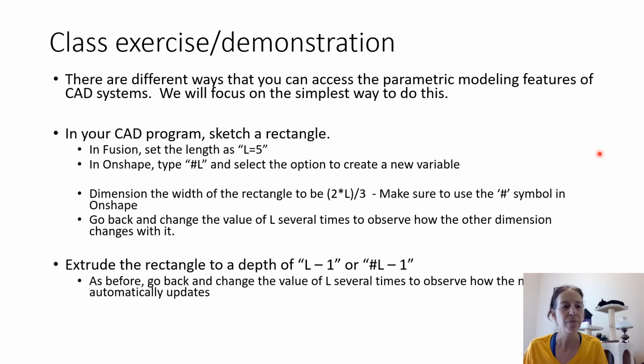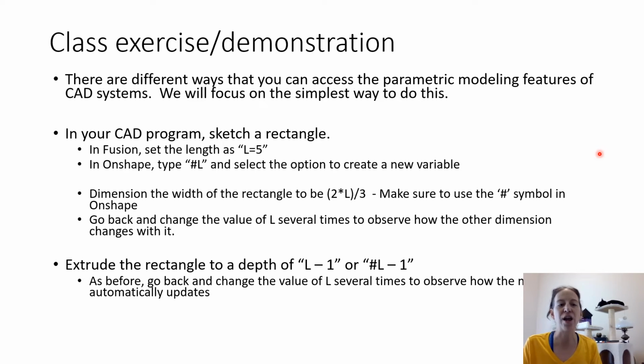So in your CAD program, start by sketching a rectangle. That's going to be true regardless of what CAD program you're in. In Fusion, when you go to dimension the length, I would like you to just type in L equals 5. Normally we would just type in 5, but we're going to type in L equals 5. And what that's going to do is assign a variable to the length of the rectangle. It's going to assign that to be L.